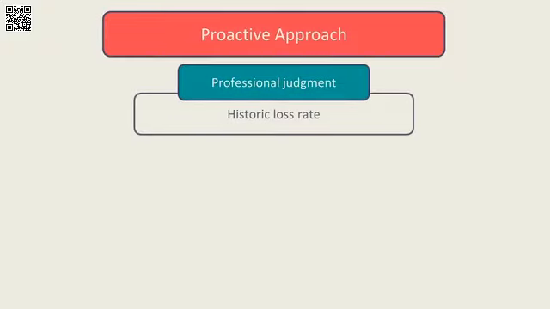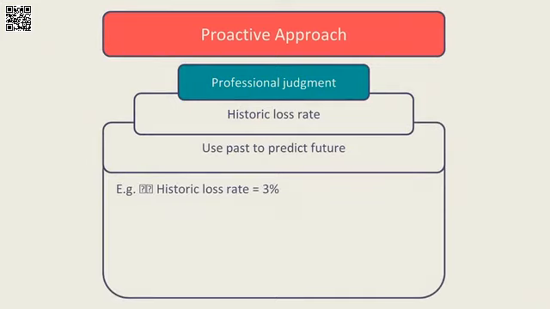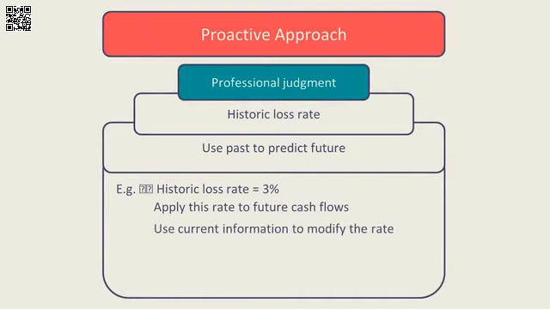You often hear the phrase historic loss rate referred to though, and we can use the past as a way of actually anticipating the future. And a company might, for example, have a historic loss rate of 3%. Well, we could apply that 3% to future cash flows. But rather than just apply the historic rate, we will think about whether we need to modify it for any information that we actually have now and any information that we actually have about the future. So historically we might have used a 3% rate, but if we believe the future is going to be worse than the past, then maybe we'll use 3.2% as an example.